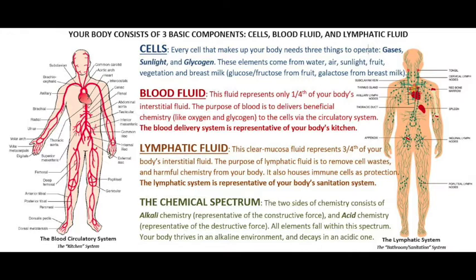Blood fluid. This fluid represents only 1/4 of your body's interstitial fluid. The purpose of blood is to deliver beneficial chemistry, like oxygen and glycogen, to the cells via the circulatory system. The blood delivery system is representative of your body's kitchen.